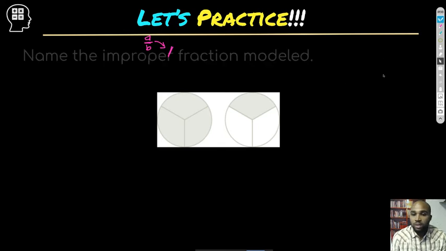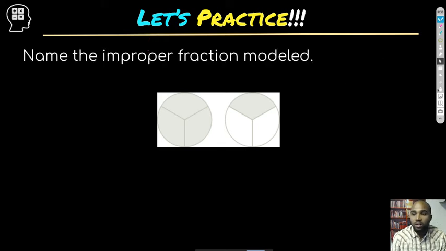All right, our question here is, name this improper fraction that's modeled. So let's count and name what this improper fraction is. Anytime you have more than one, so we have one circle here, but we obviously have more shaded regions than just this one circle, we know that's going to be improper. In fact, if all of them were shaded like this, that's improper because the numerator is going to be equal to the denominator. So what are we looking at? We're looking at a fraction.